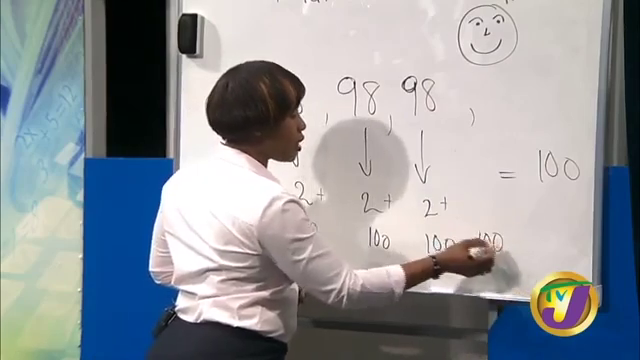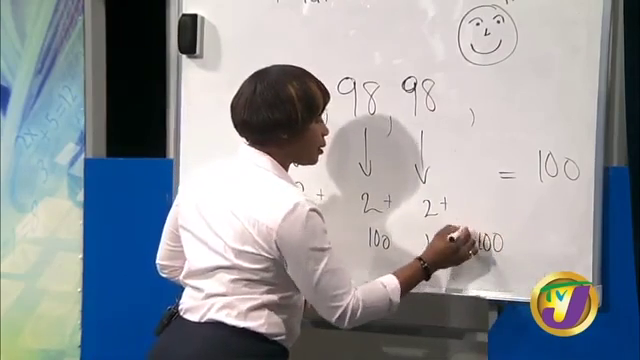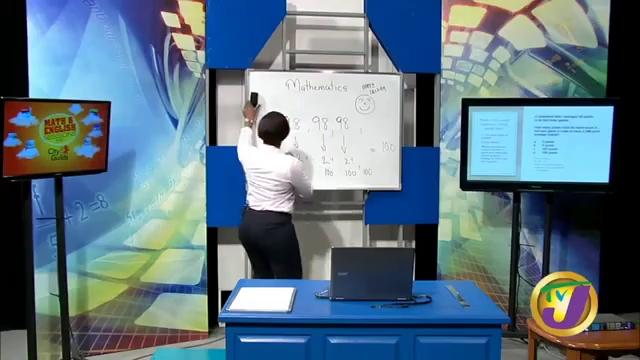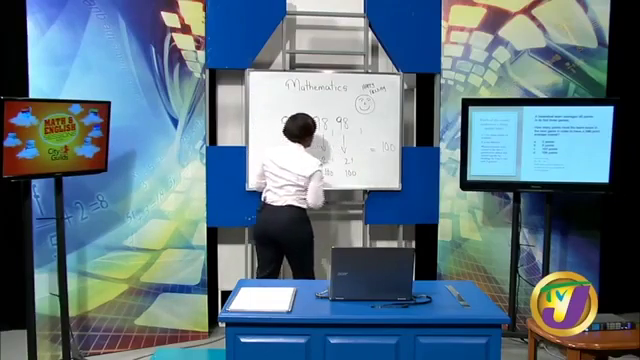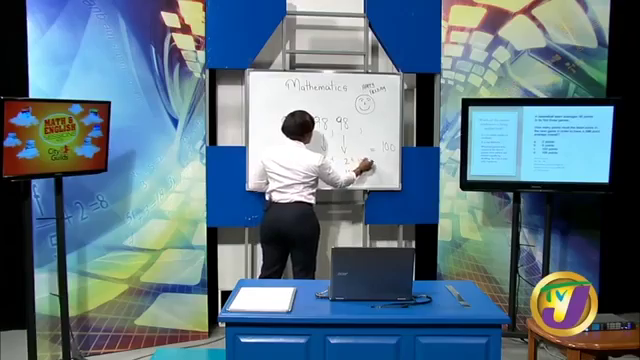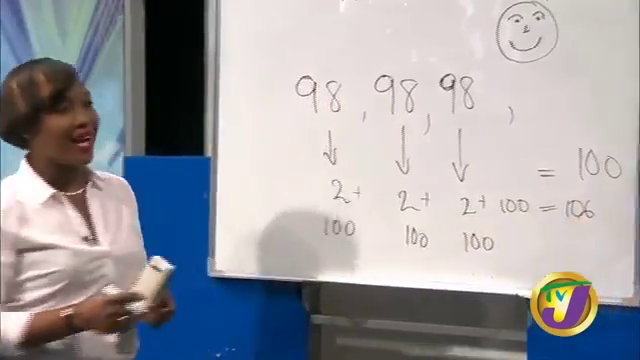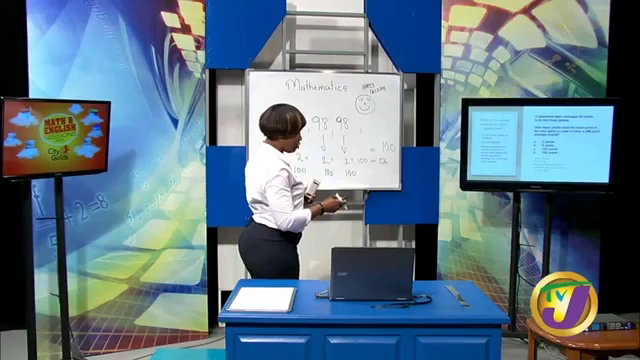Plus my new score would then be, so I have to add it to this. So let's put it here, and then that would give me my new score would be 106. The team would have to score at least 106.